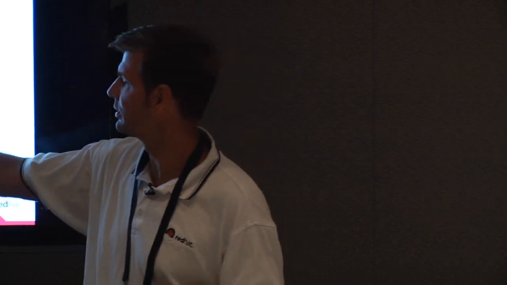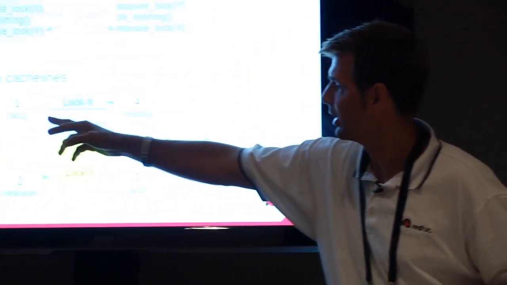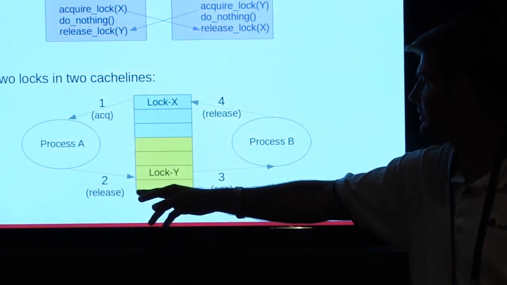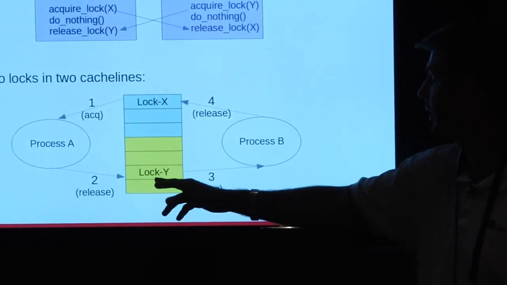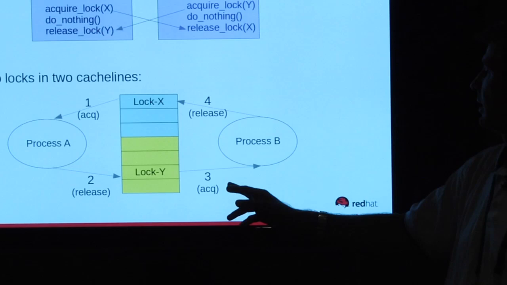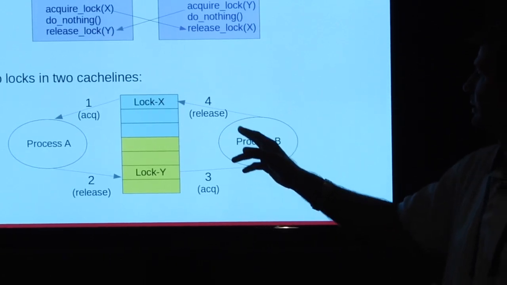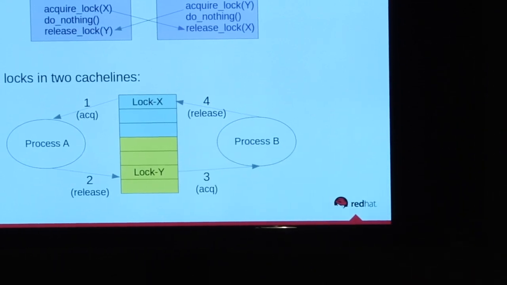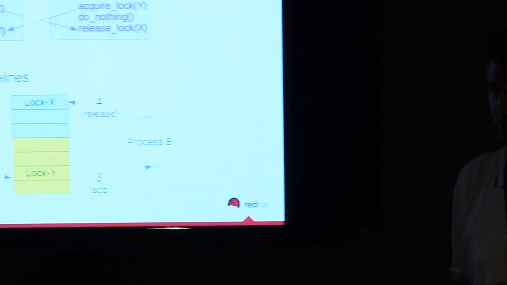You can see the locks are on different cache lines. So you start out by acquiring the 1 lock. The process A just does some nothing loop, releases lock X or lock Y. Process B acquires lock Y, does a bunch of nothings, and then releases lock X and just keeps ping-ponging back and forth. Now this particular test was trying to measure something we call a hit M.